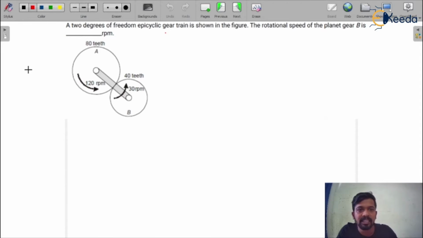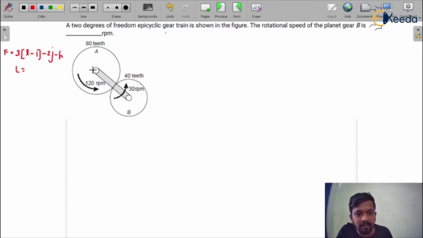In the question it is given that a 2 degrees of freedom epicyclic gear train is shown in the figure. If you want to know the degree of freedom, you can just calculate here. We all know the degree of freedom formula: F is equal to 3L minus 1 minus 2J minus H. First we need to calculate the number of links.